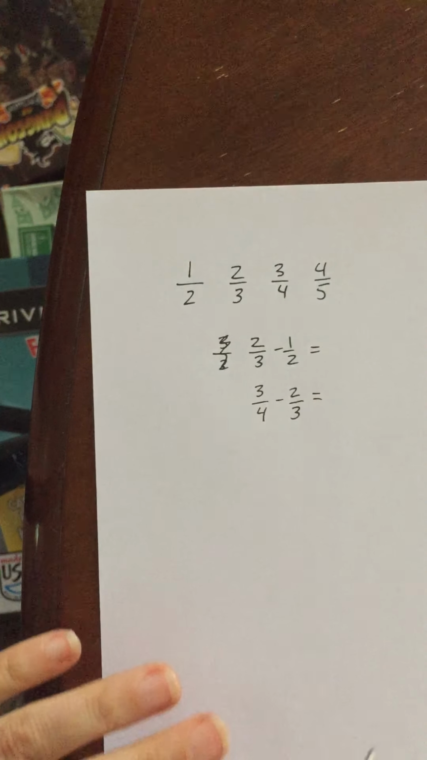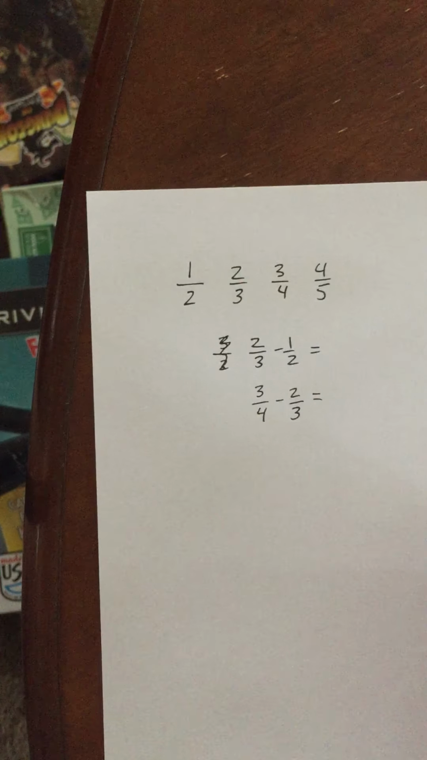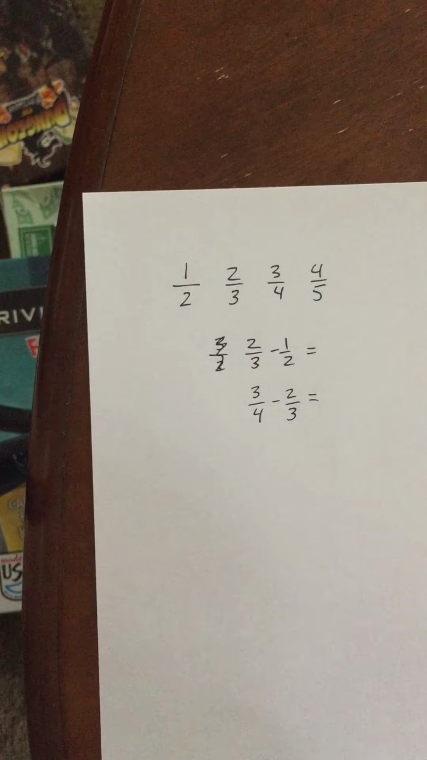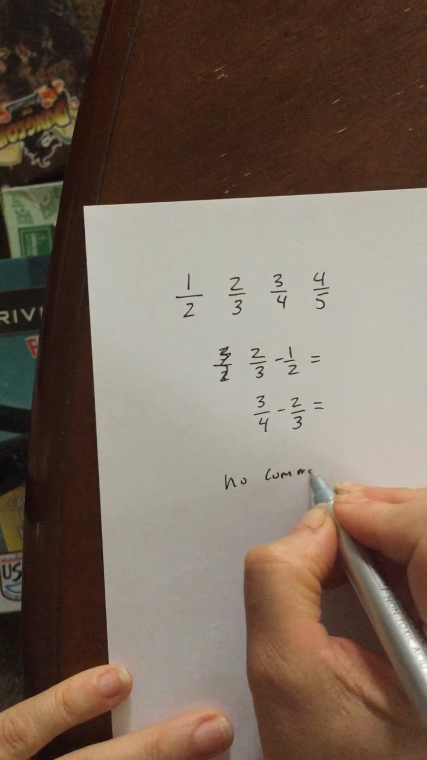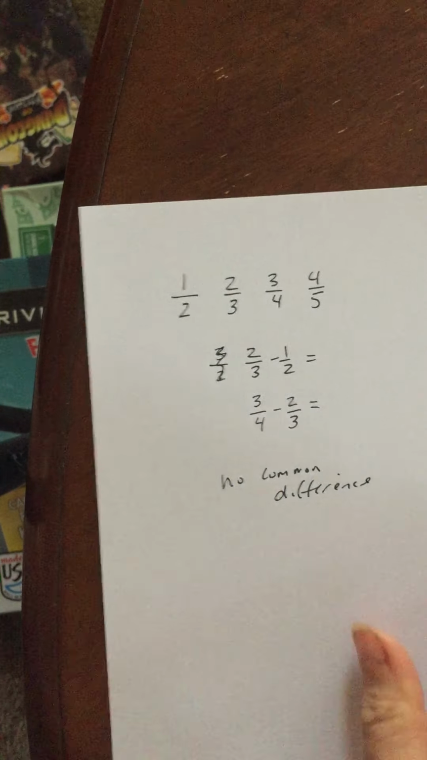Eventually you're going to have 99 over 100 and then 100 over 101, etc. That difference is getting smaller and smaller. So there's no common difference, right? And if you think about it, there's not going to be a common ratio either.